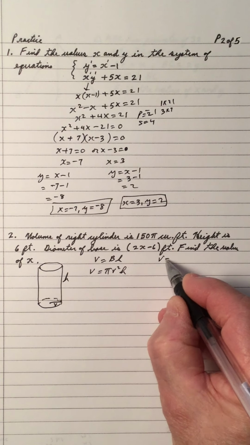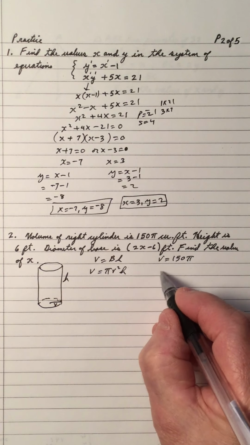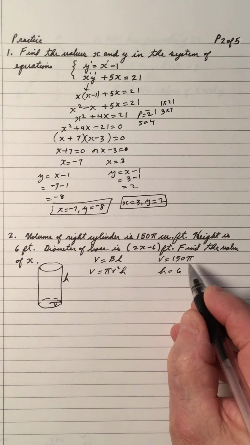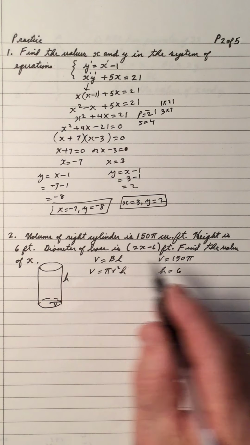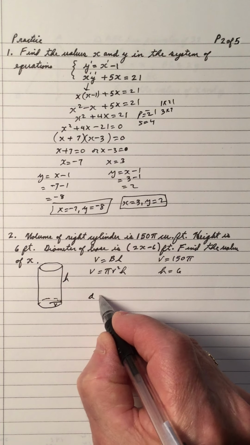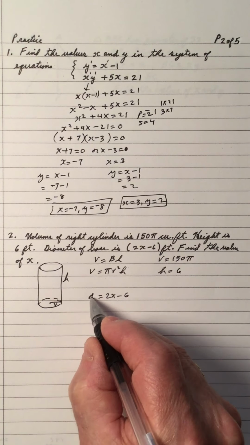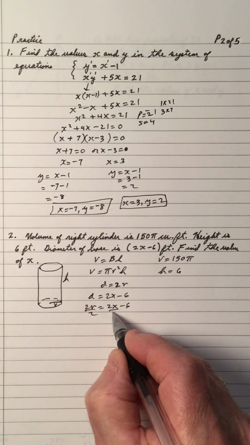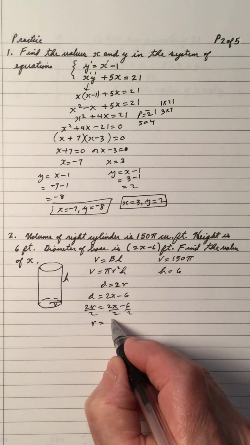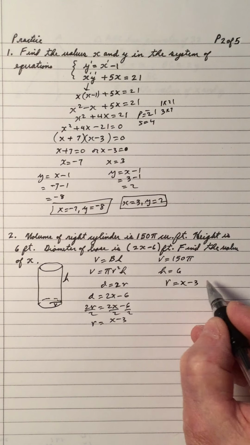So we have the volume is 150 pi. And we have the height, so the height is 6. And we need the radius, but we have the diameter. If the diameter is 2x minus 6, then the diameter is equal to 2r. So 2r is equal to 2x minus 6. Divide by 2, so the radius is x minus 3.